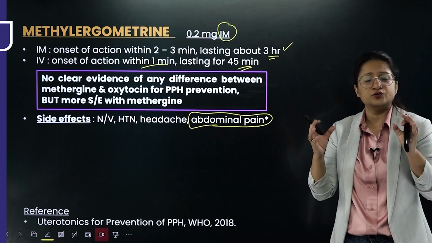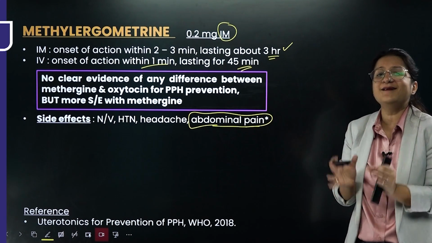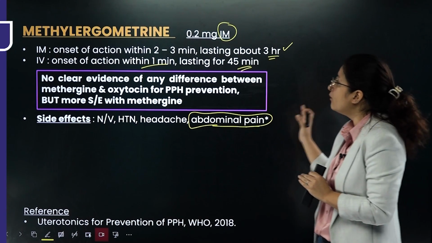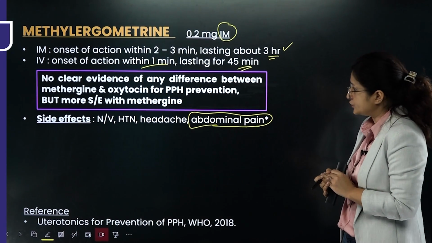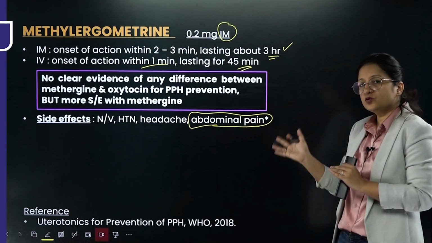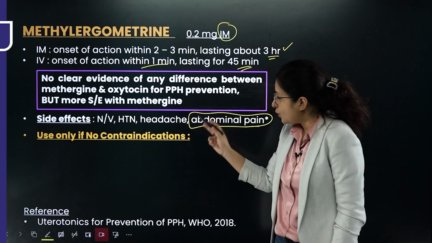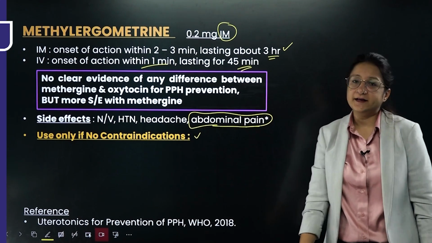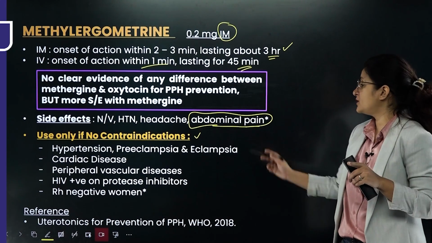the upper segment also, the lower segment also, and it has been seen that the chances of retained placenta are slightly more with the use of methergin as compared to oxytocin. So that's another important concern when you compare oxytocin with methergin, all right? Can use only if there are no contraindications. So you have to remember the contraindications: hypertension, preeclampsia and eclampsia.